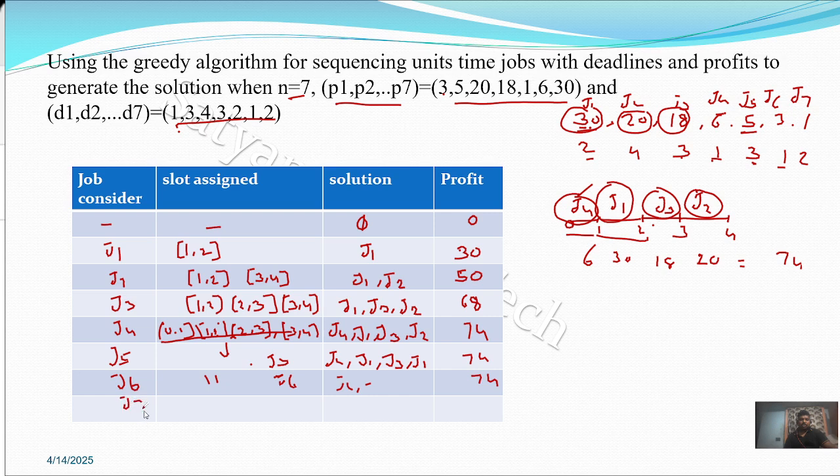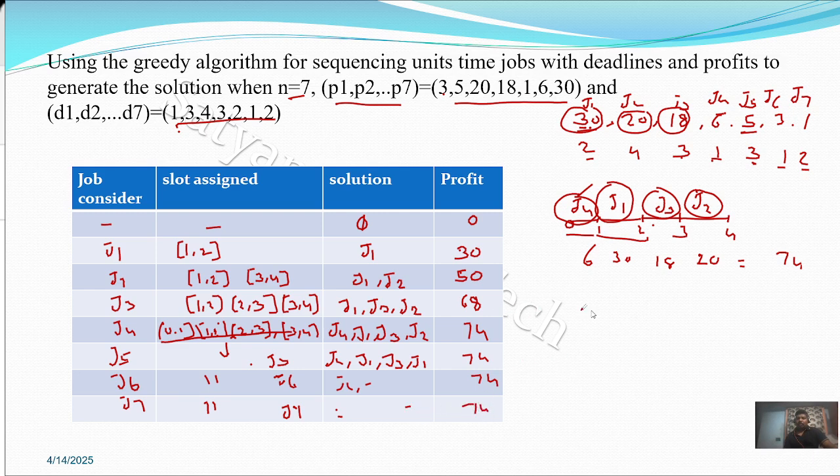Now we can consider J7. For J7 the deadline is 2, but the 0 to 1 slot is already filled, and 1 to 2 is already assigned to some other job. There is no slot for J7. What is the slot sequence assigned? You can write the same here. There is no change: J4, J1, J3, J2. Then you can get 74.